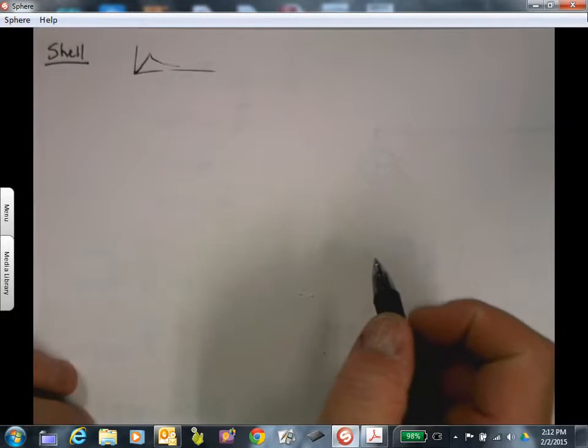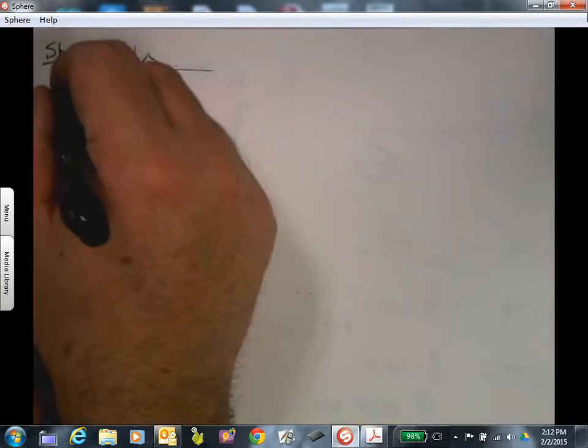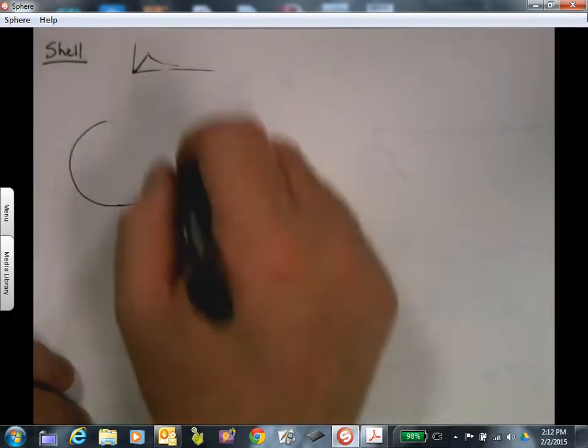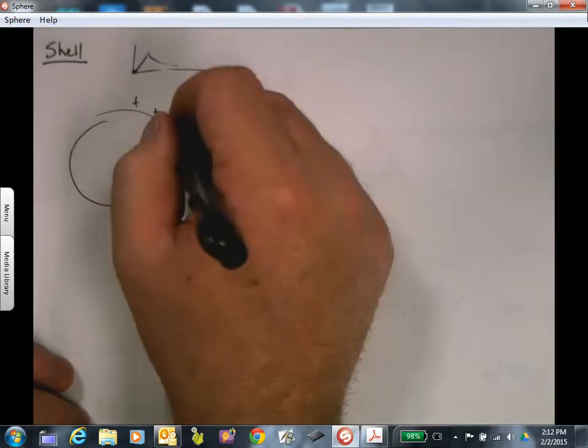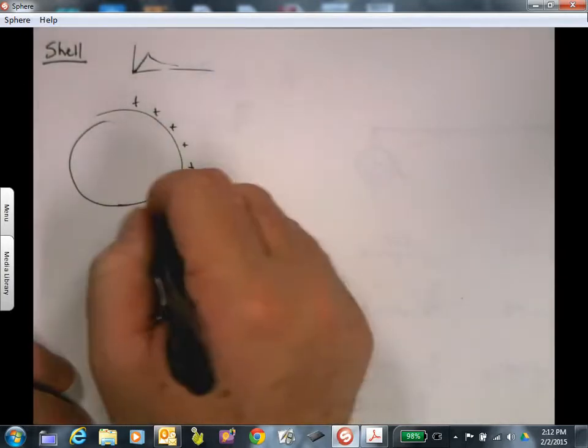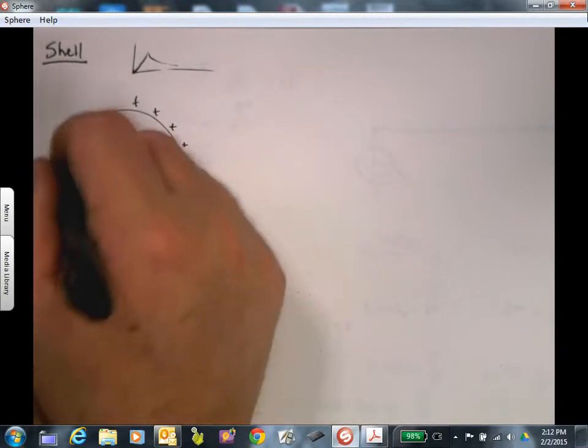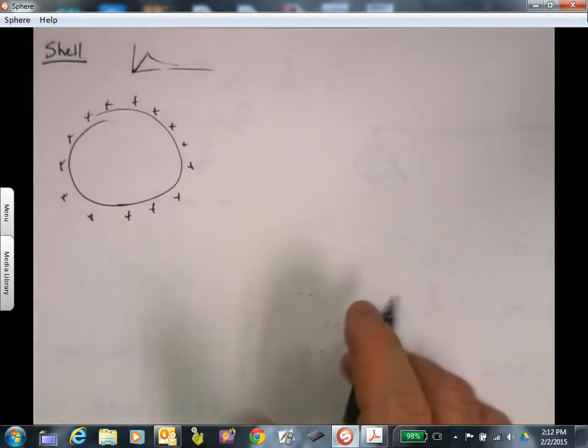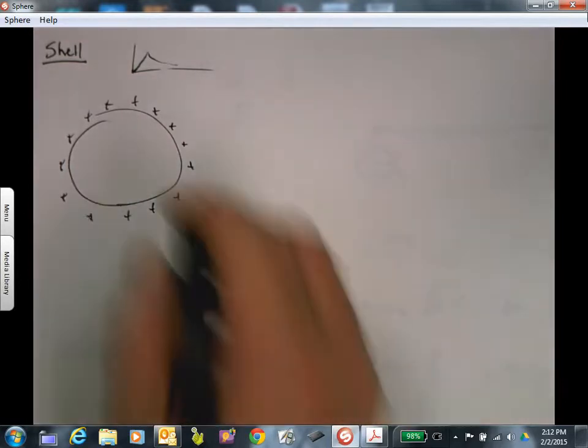All right, so we're going to examine two cases again. Here's our shell. On a shell, the charge is only out at the surface. They're only out on the surface of the shell. This has a radius, capital R.